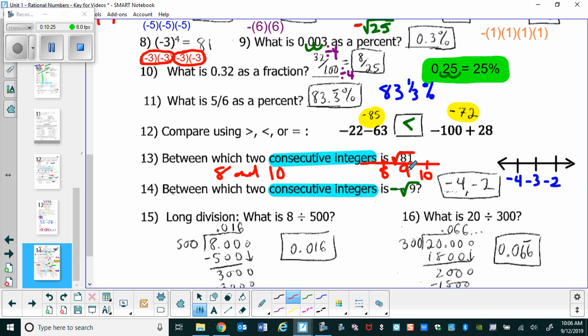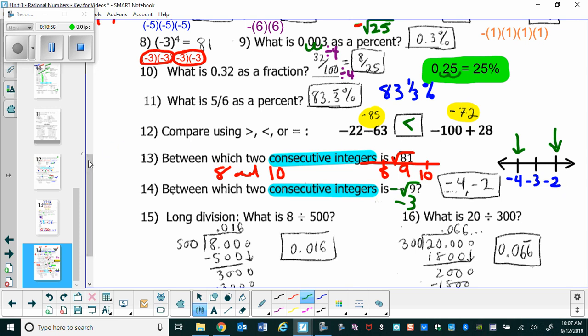All right, now between which two consecutive numbers would the negative square root of 9 be? So the square root of 9 is 3. Now, the negative out front means we're dealing with a negative 3. So if I ask you which two numbers that is in between to make consecutives, negative 3 is in between negative 4 and negative 2. So these are consecutive integers, and negative 3 would be between negative 4 and negative 2.